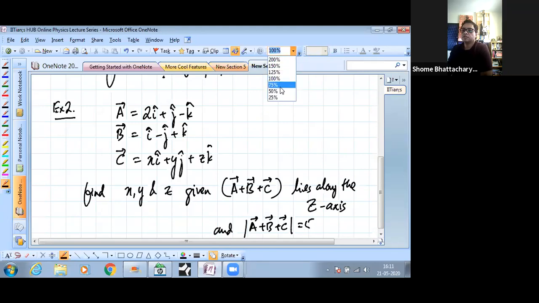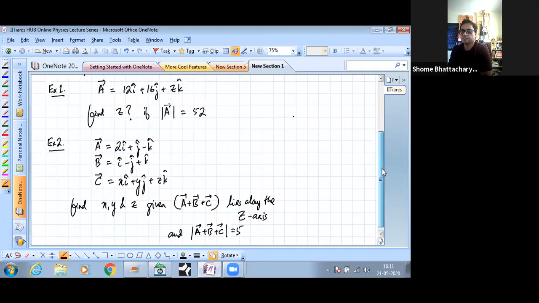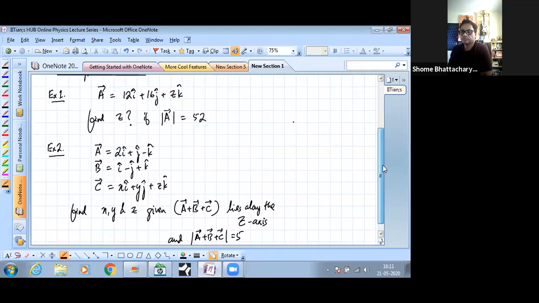Okay, so let us start with these two practice problems for today's session. Just work these out quickly and tell me when you get the answers.